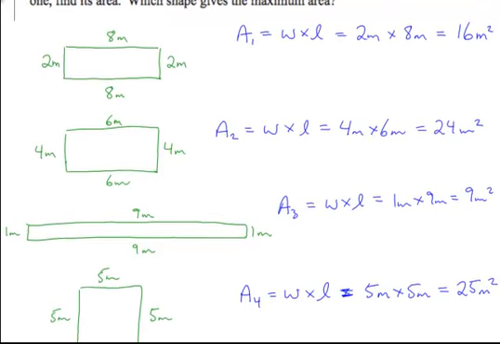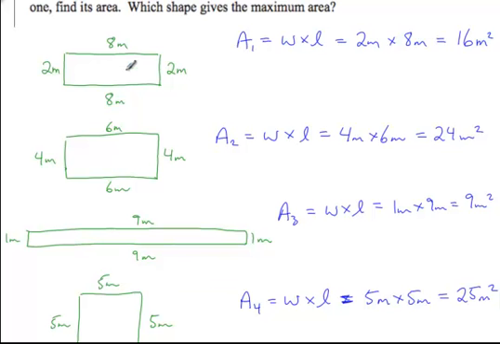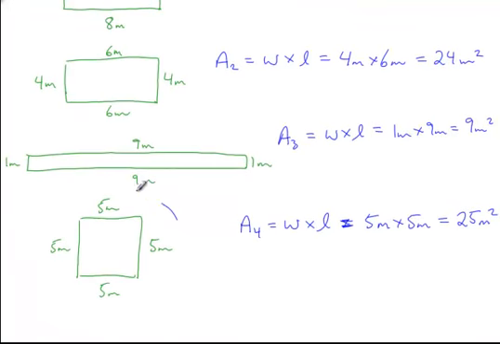So then when we check all 4 of our shapes here, this one is 16, this one's 24, this one is 9, this one's 25 square meters. And so in this case, of the ones that we've drawn, here we have the one with the greatest area.